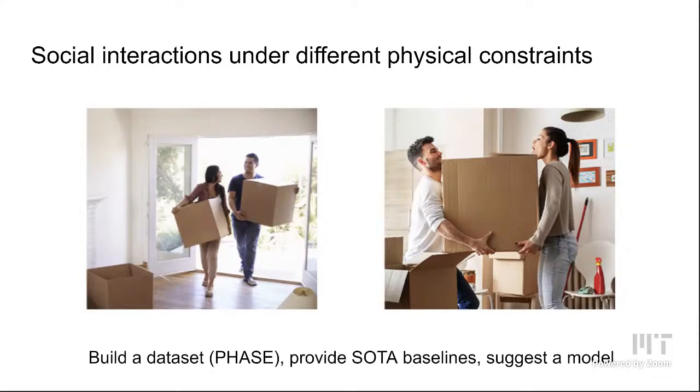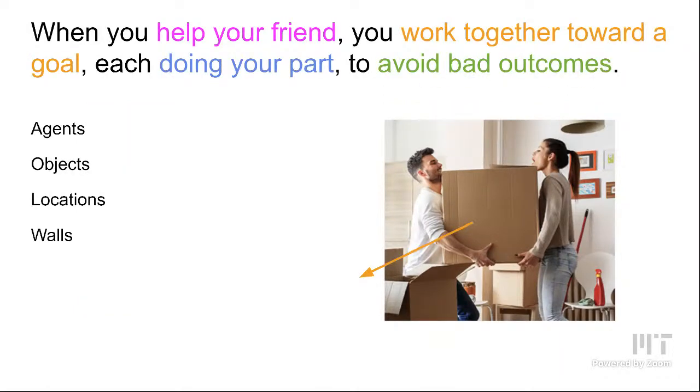So we've built a dataset for social interactions, and we provided baselines and a model of our own for making such inferences. We'll start with an example. In this case, the agent's goal is putting the box somewhere, and his friend has a goal of helping him. Both agents are taking actions in the environment to avoid bad outcomes like the box falling down.